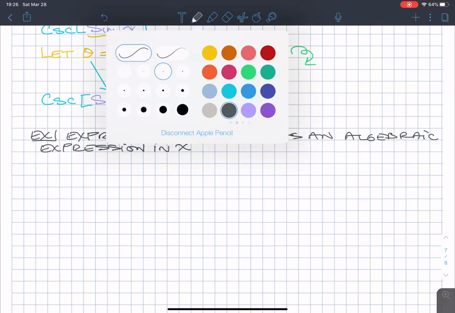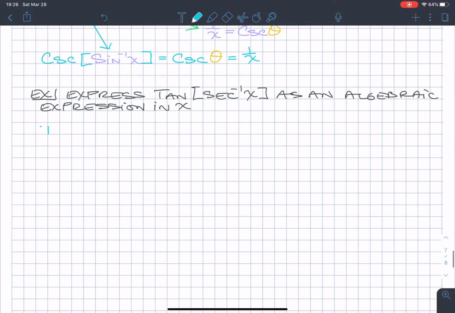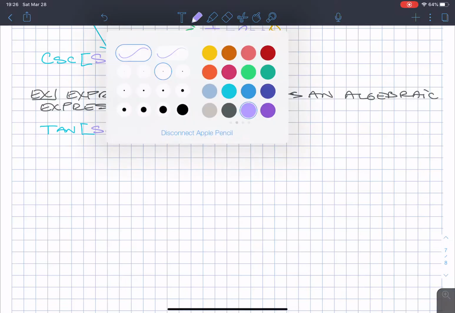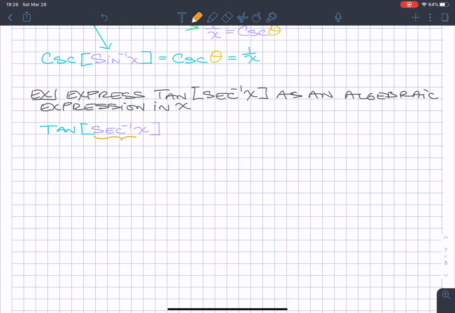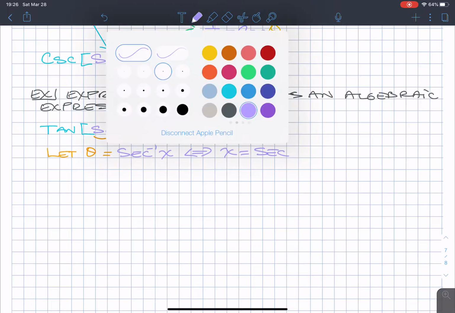Okay, so I will start with, I'll keep the color code the same, tangent of inverse secant of x. So of course, I always let theta be the inverse function, secant inverse of x, so that I can translate this into x is equal to normal secant of theta.